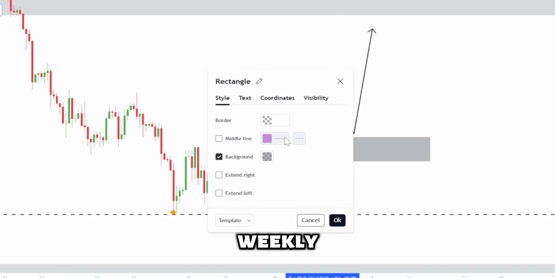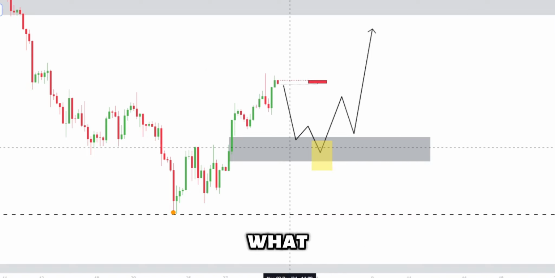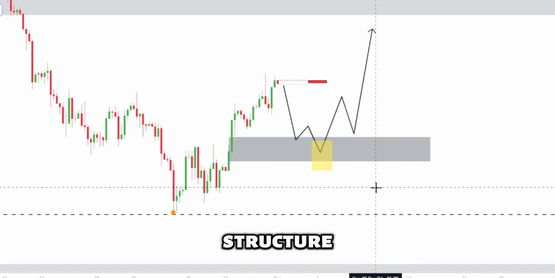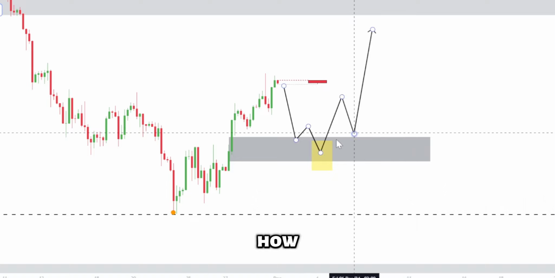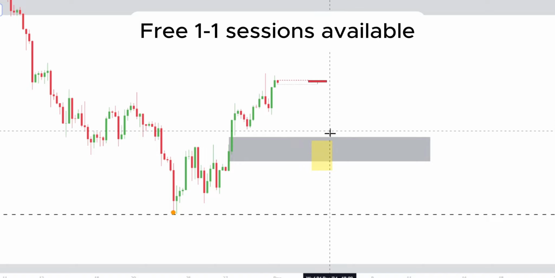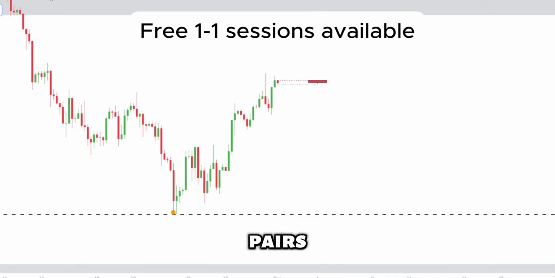Now, what makes this kind of entry valid, right? We're looking for the weekly Judas swing down here. What makes this valid is a market structure shift and a fair value gap that is below the weekly opening price. That is the most important thing. This is how I form my high time frame bias on the two most prominent Forex pairs, so EURUSD and GBPUSD.